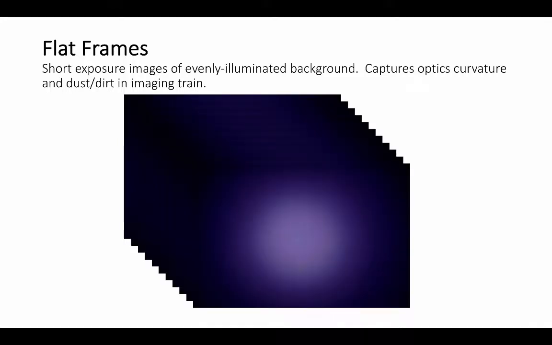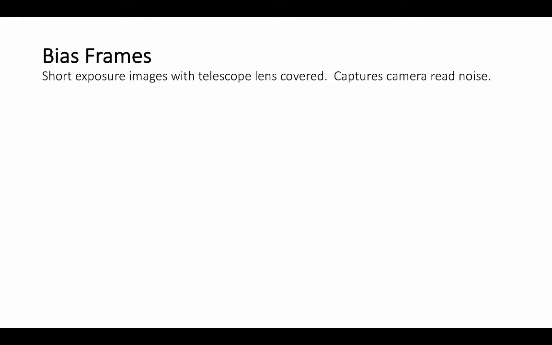Again, with flat frames, you're going to take a lot of them, accumulate as much of that data as possible, similar to all the other types of frames we do. The last set of frames are bias frames, and these are short exposure images with the objective lens covered. What bias frames capture is camera read noise.